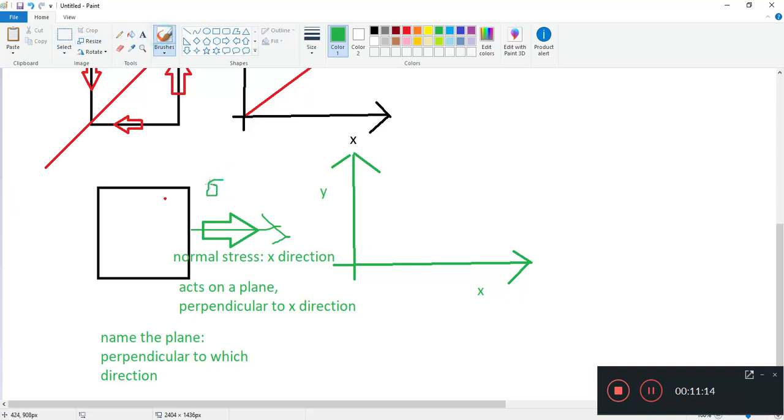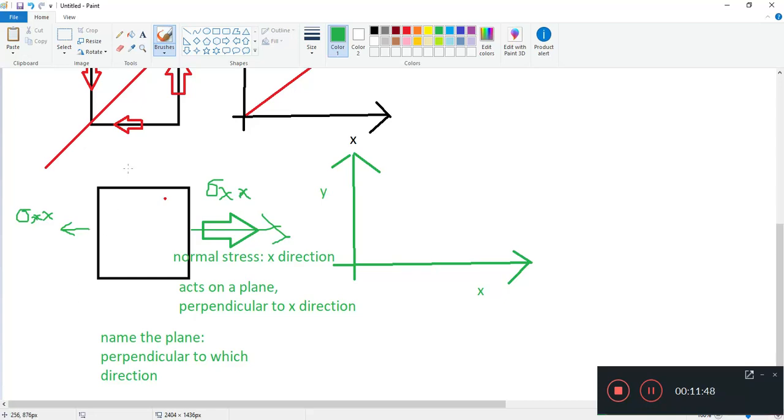So sigma xx. And do you note the convention here? Any normal stress will have the same letter twice, because this is again in the x direction, acting on a plane perpendicular to the x direction.